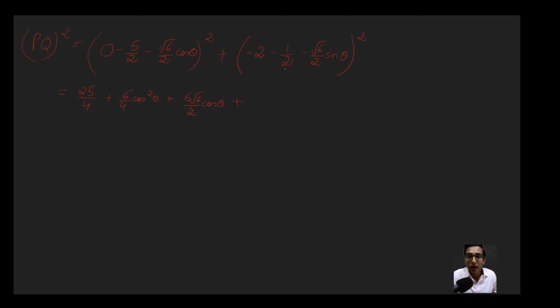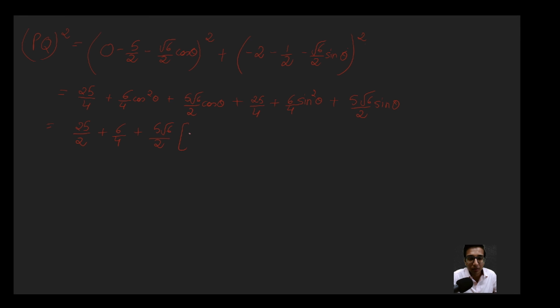Minus 2 minus half, this would become minus 5 by 2. So this also becomes 25 by 4 plus 6 by 4 sin square theta, plus again 5 root 6 by 2 sin theta. From here, let's club all these similar terms together. 25 by 4, 25 by 4, this would become 25 by 2 plus 6 by 4. If I take 6 by 4 common, cos square theta plus sin square theta turns into 1. So I'm left with 6 by 4 plus 5 root 6 by 2.